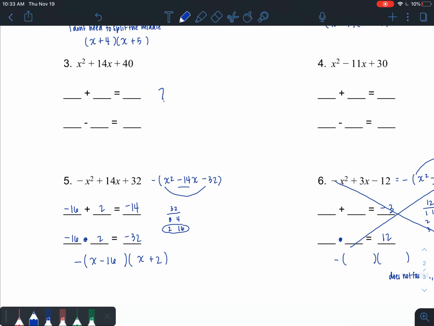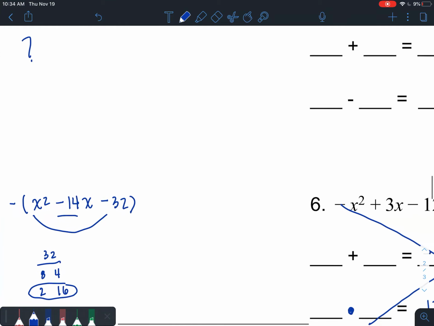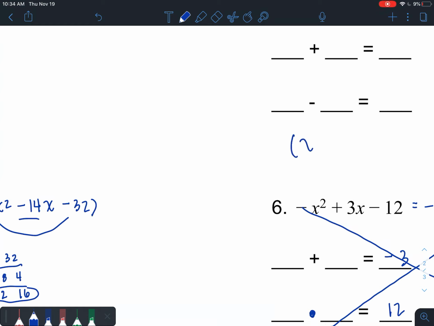All right, I'm leaving the other ones for you to do on your own. For this one, you should have had x plus 10, x plus 4. And then for this one, you should have had x minus 5, x minus 6.